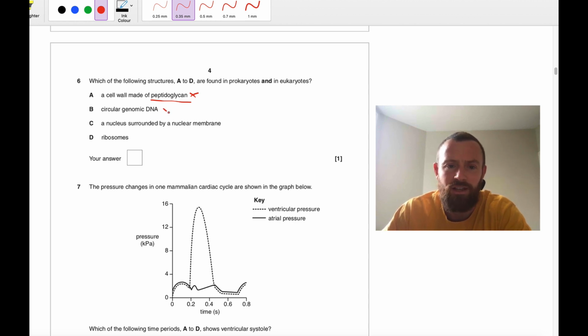Oh, and yeah, sorry, no, I got confused. I was confused about what the question said. So that's not found, because that's only in prokaryotes.